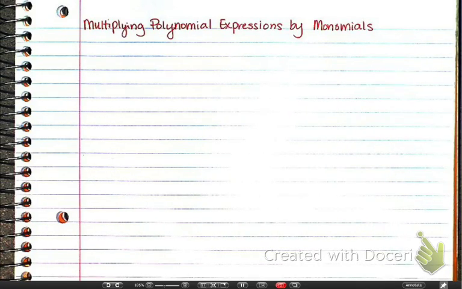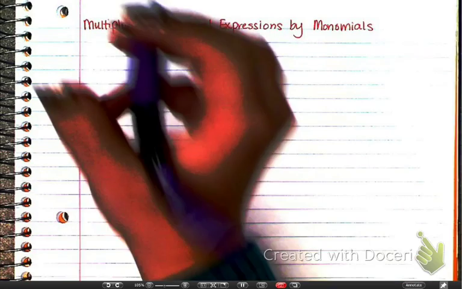Okay. What makes it an expression? No equal sign, so you're not solving anything. We're just simplifying. What do you think a monomial is? Something with 1 term. Okay, so we're going to multiply monomials by polynomials. But before we do that, let's just start basic.